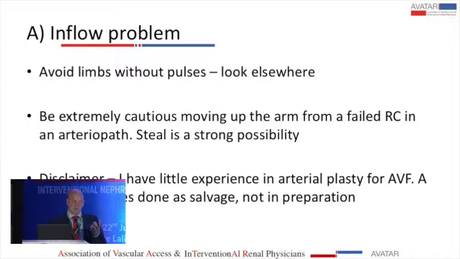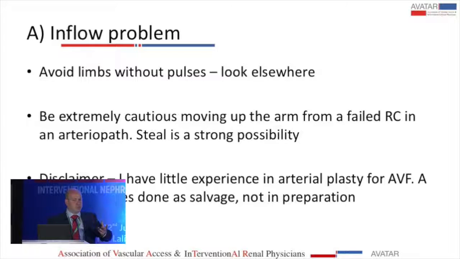The other thing to be wary of is if you have a diabetic with peripheral vascular disease who needs to be wheeled into your clinic because they've already lost limbs and they've got a failed radiocephalic. Just be careful about moving up the limb into big diameter brachiocephalic fistulas, because steal is a strong possibility. You may get away with it. It may just be a bit of coldness, a bit of pain on dialysis, but you may get tissue loss.